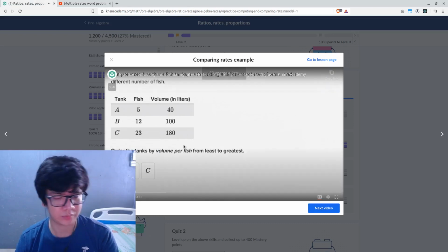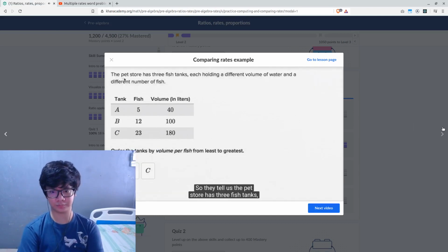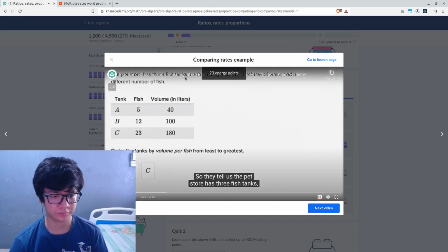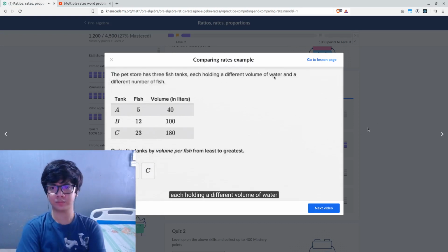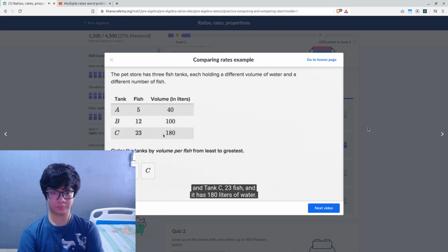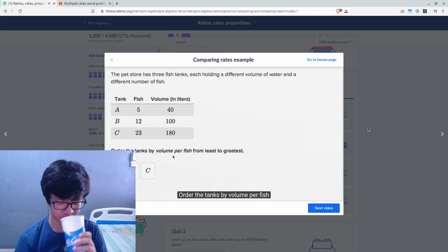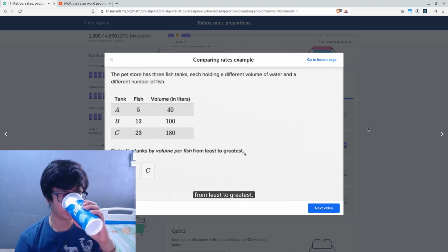Let's get some practice comparing and computing rates. So they tell us the pet store has 3 fish tanks, each holding a different volume of water and a different number of fish. So tank A has 5 fish and it has 40 liters of water. Tank B, 12 fish, 100 liters of water. And tank C, 23 fish and has 180 liters of water. Order the tanks by volume per fish from least to greatest.